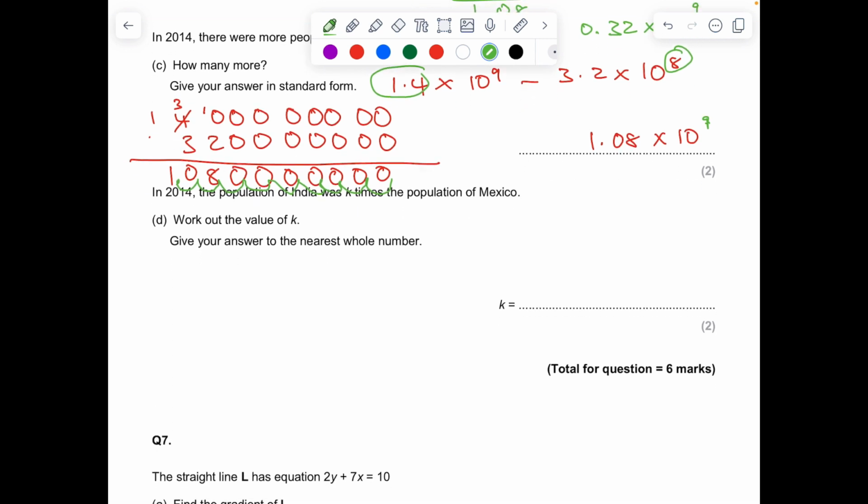Right, in 2014, the population of India was K times the population of Mexico. Work out the value of K. So this is a division.